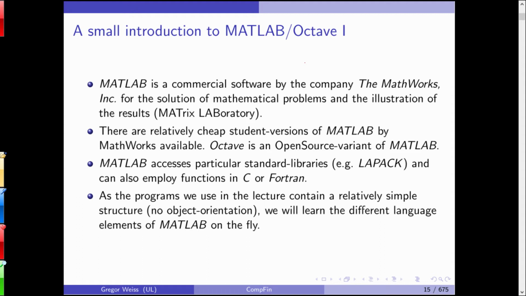If you want to buy MATLAB, you are free to do so. You can buy cheap student versions. They still cost $1, but you can also use Octave. Octave is the open source variant you can download for free from the internet. It's virtually the same as MATLAB. It's just not as fancy looking as MATLAB is. So there are a few slight differences, but for our purposes, Octave is just completely sufficient. Okay.